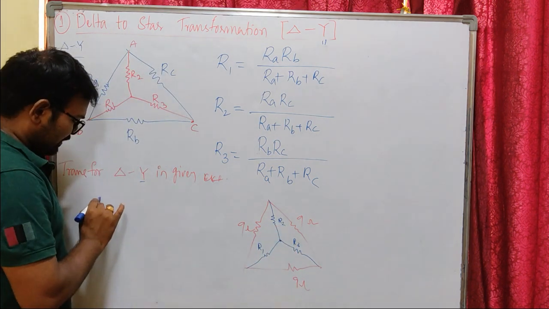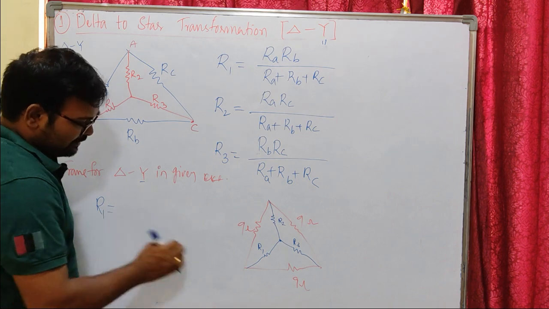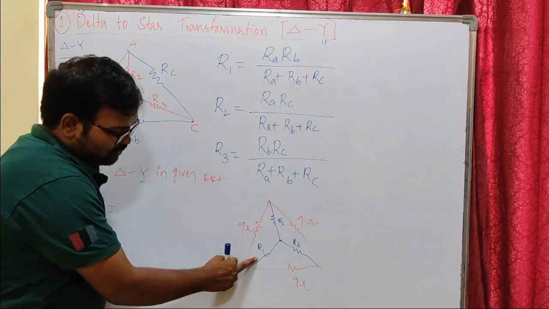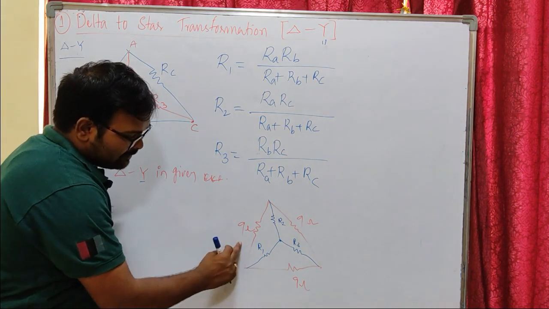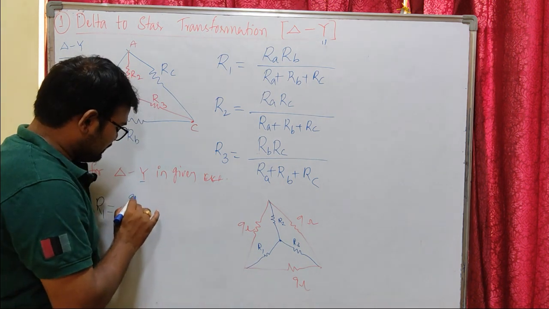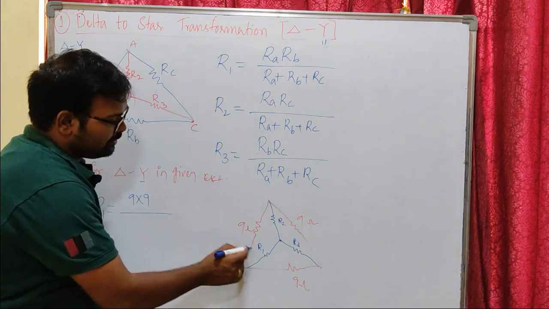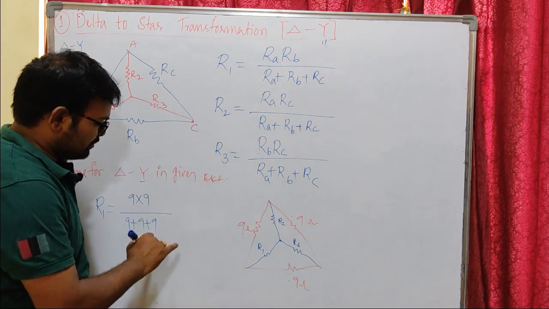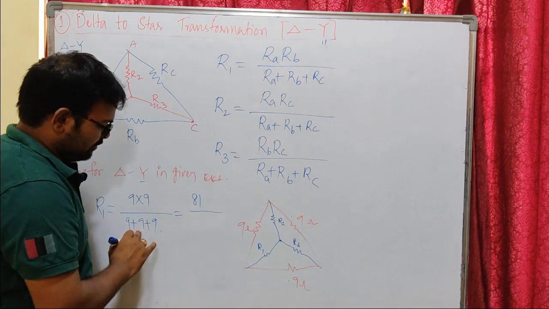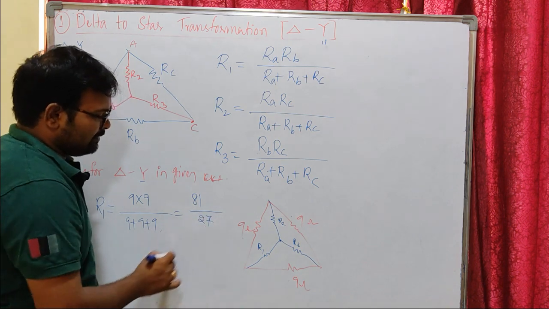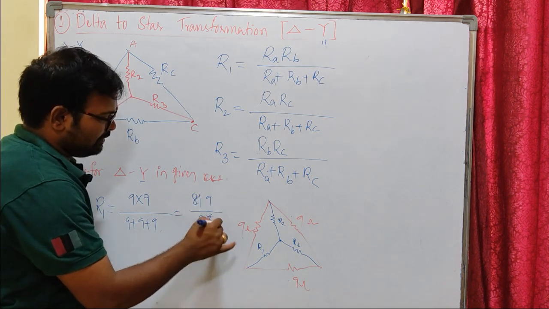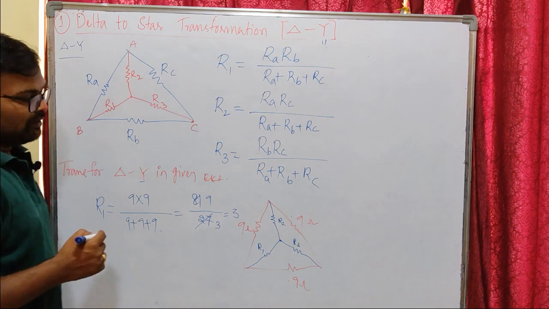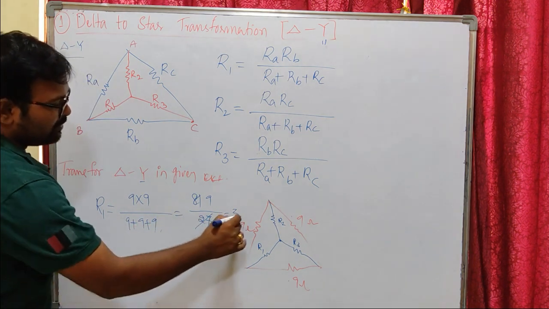So what is R1 here? R1 is here, this is resistor R1 in star connection. So we need to multiply either side resistors, that is 9 into 9 by, we need to add 3 resistors, that is 9 plus 9 plus 9. So that will be 81 by 27, right? 9 3s are 27, 9 9s are 81, that equals 3. That means R1 equal to 3 ohms here.